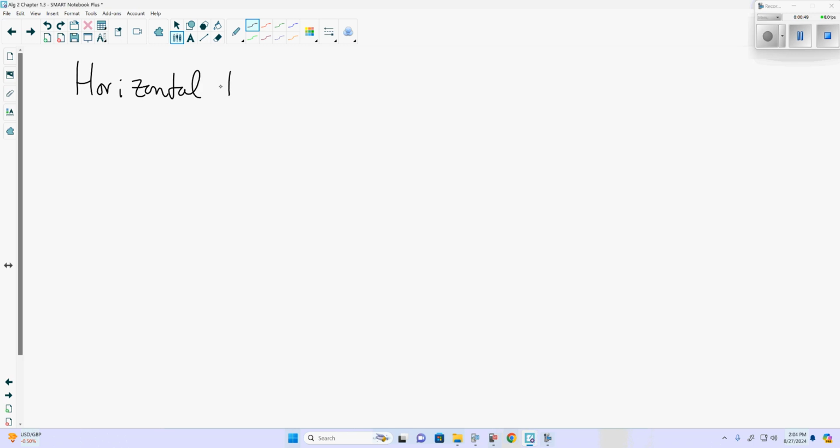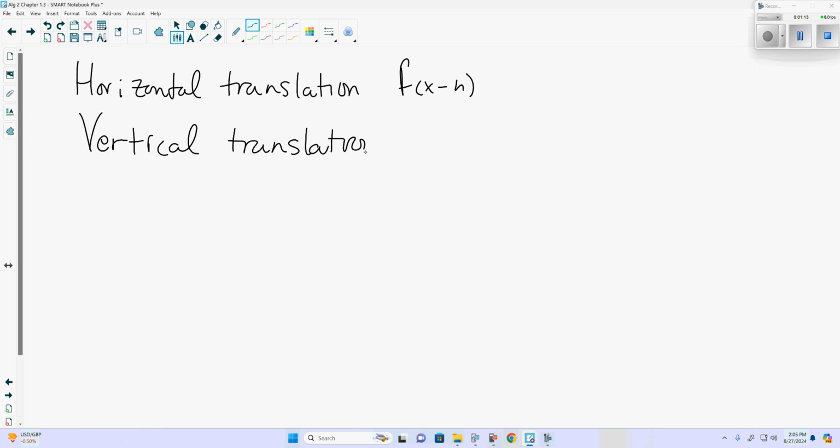Horizontal translations are our f of x minus h, and we use this form if we're moving the function to the left or right, and h is the amount that we are going to move it left or right. Then we also have our vertical translation, which is our f of x plus k. And this is how far we're going to move the function up or down, where k is the amount that we're moving the function up or down. And f of x is the function we're applying it to.